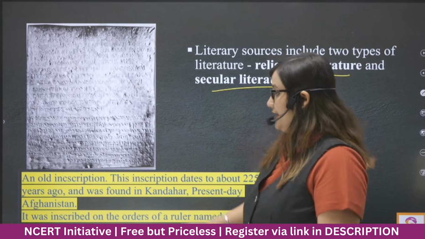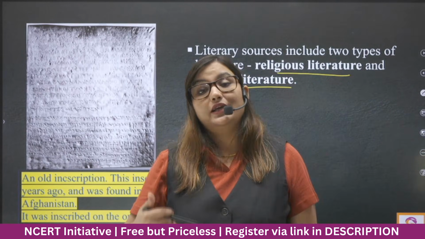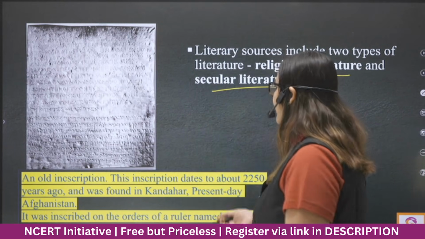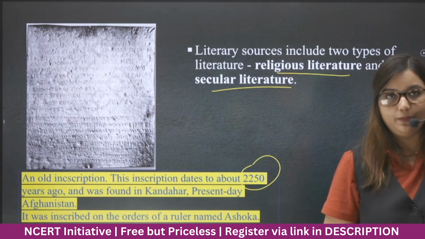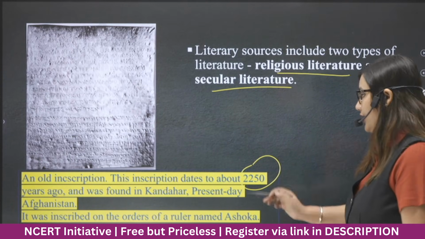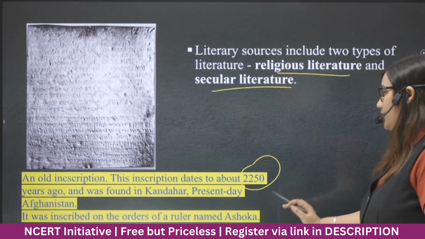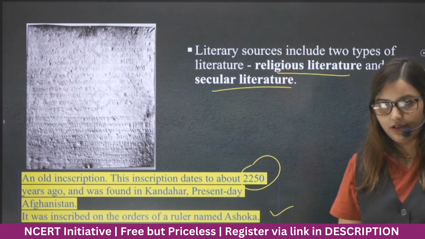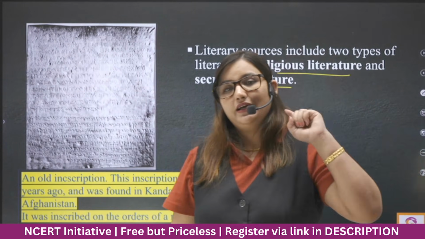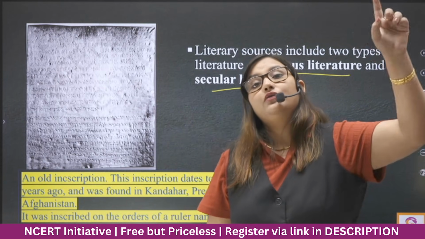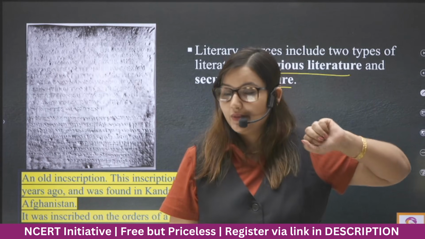What is this? This is an old inscription. As I told you, inscriptions are written on the harder surface. Okay. So this inscription dates to around 2250 years ago. And it was found in Kandahar, which is present day Afghanistan. And it was inscribed on the orders of the ruler named Ashoka. So it tells us that Ashoka had his influence till the point of Kandahar. That's why his inscriptions are found at that place.